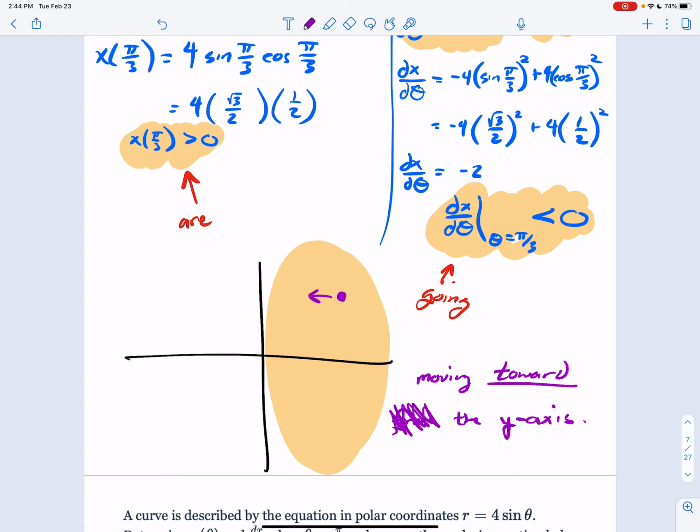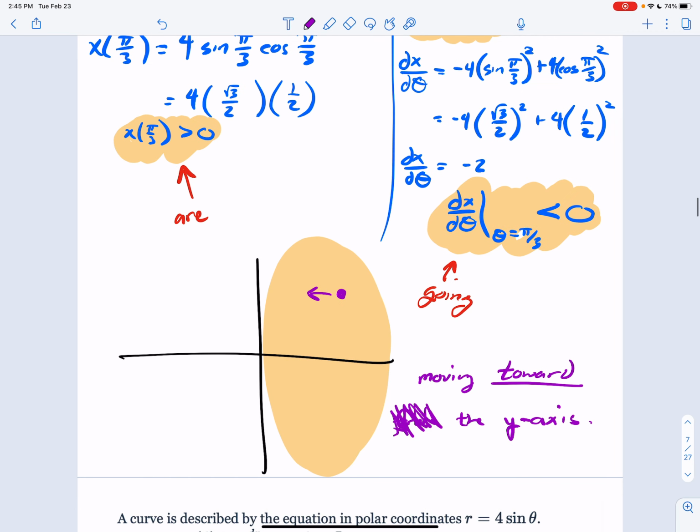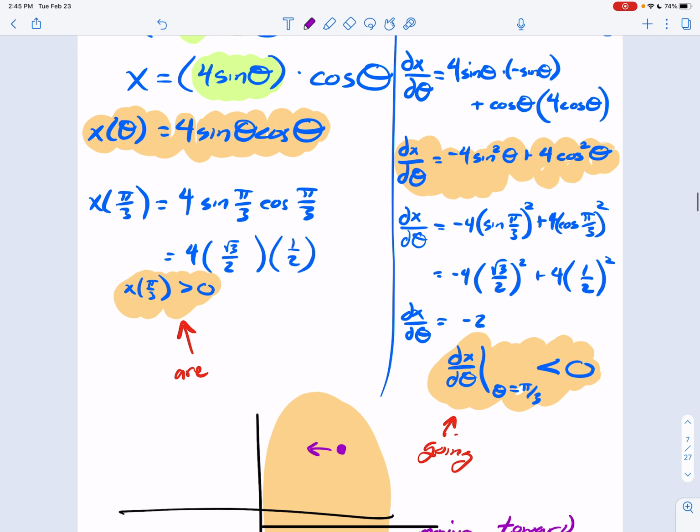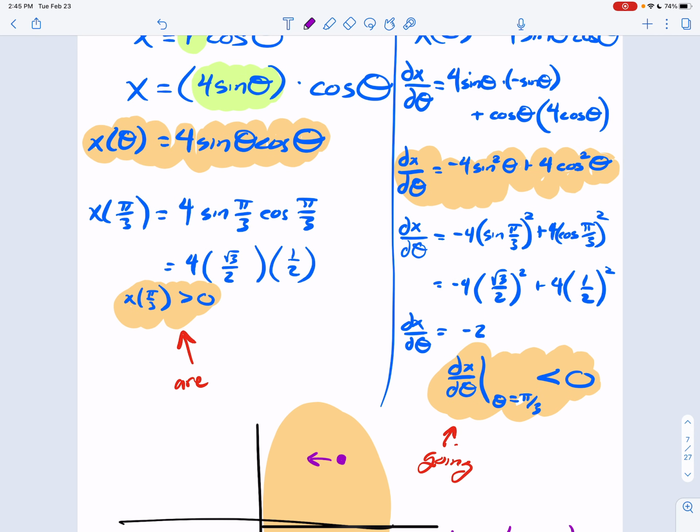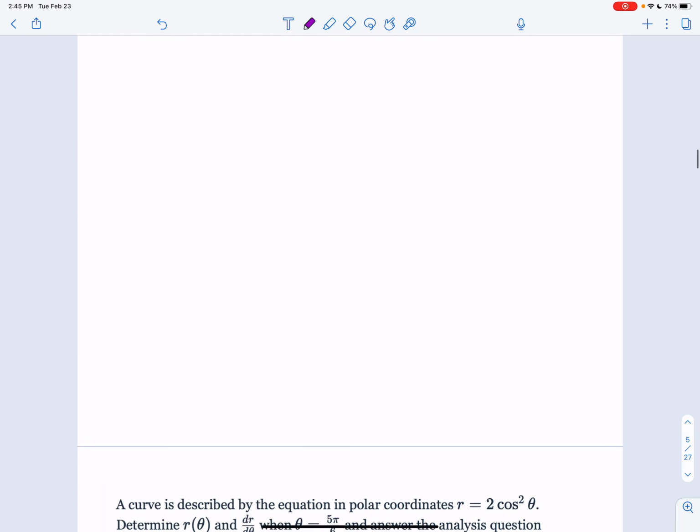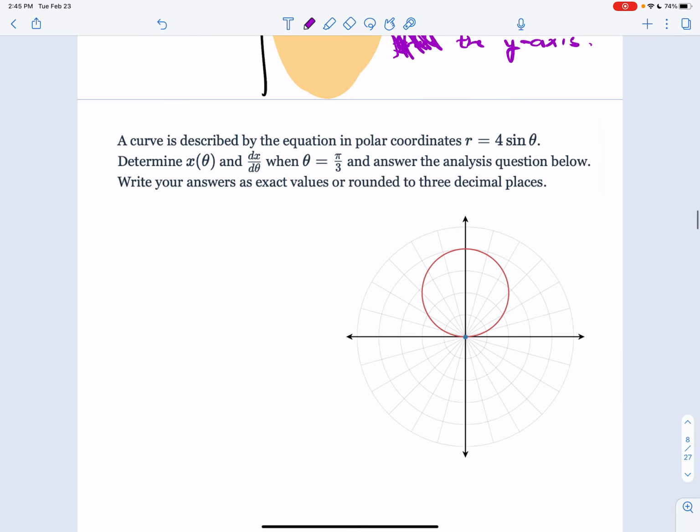Okay, so there's one more example. What happens when we're dealing with the radius, right? I'm switching rooms right now, but give me 1 second. Okay, so remember, when you're dealing with x, you're either moving left or right, right? When you have y, you're moving either up or down. And when you have r, you're moving in the direction of the pole. Okay, so here's the last one.